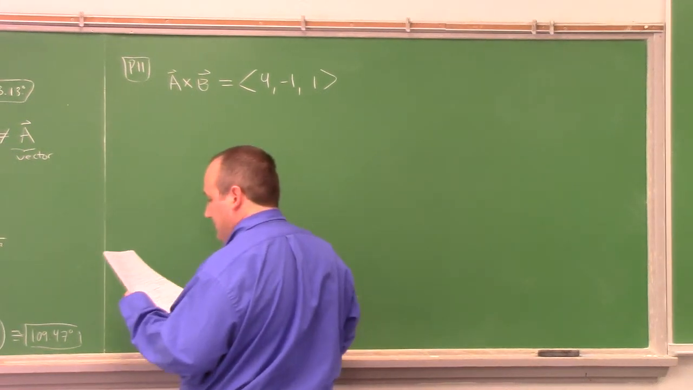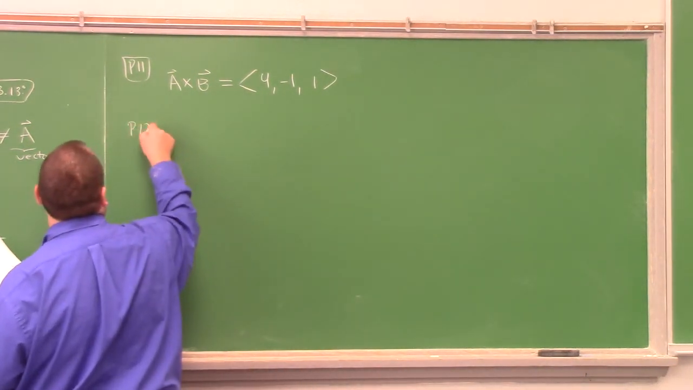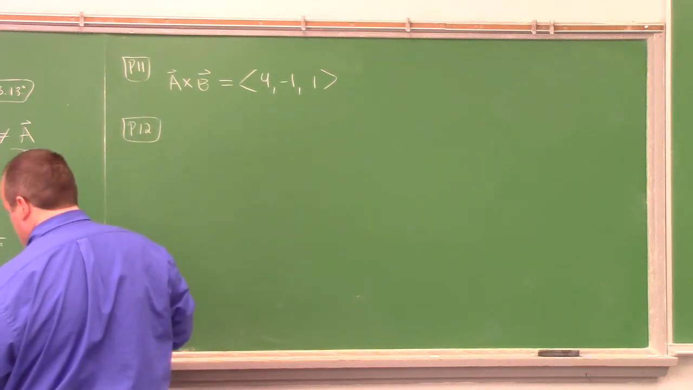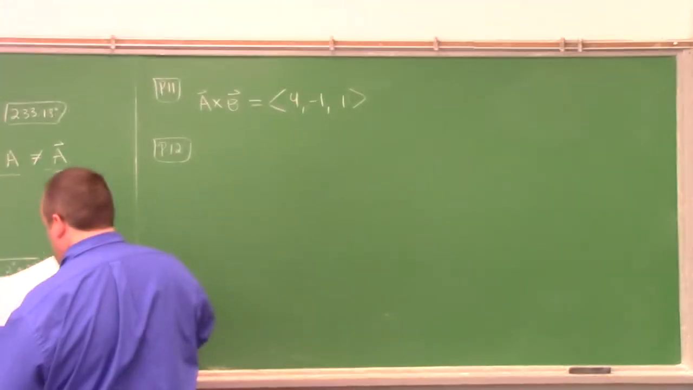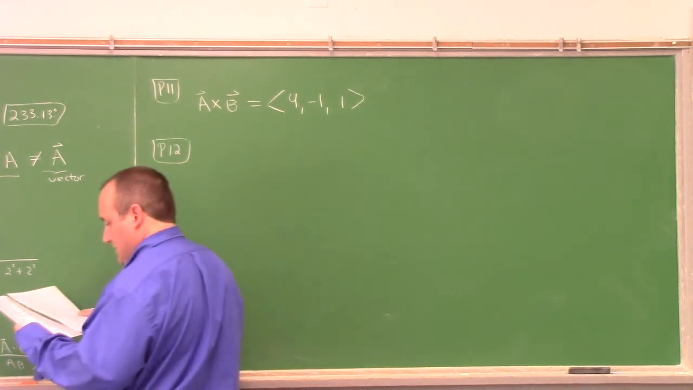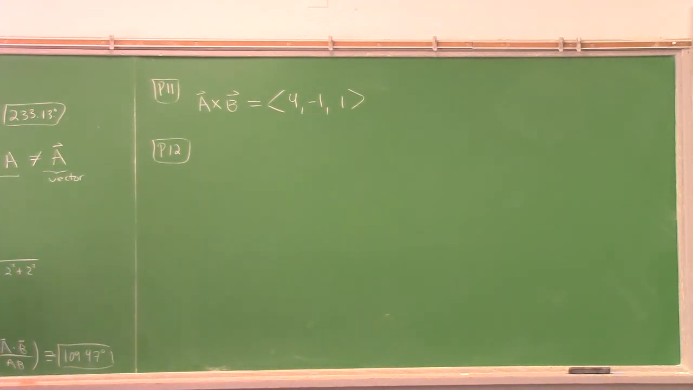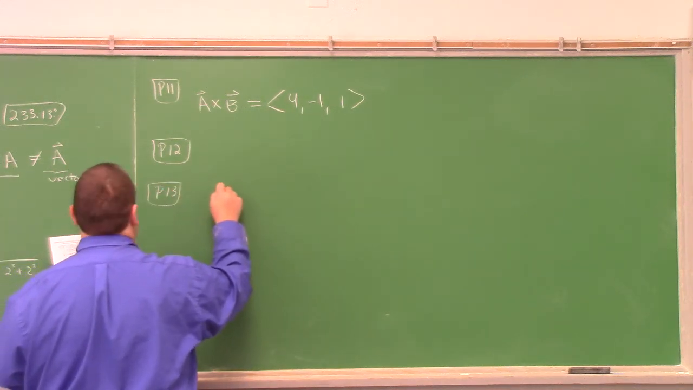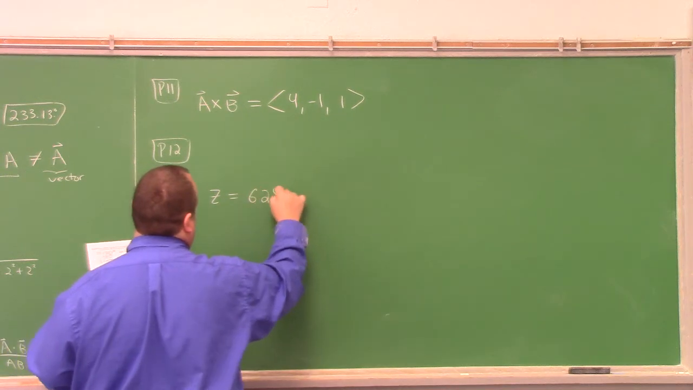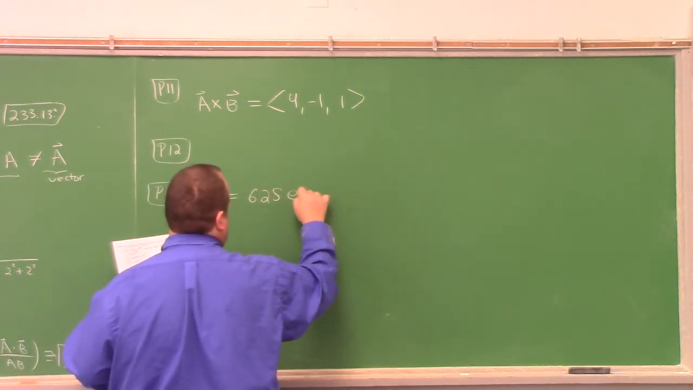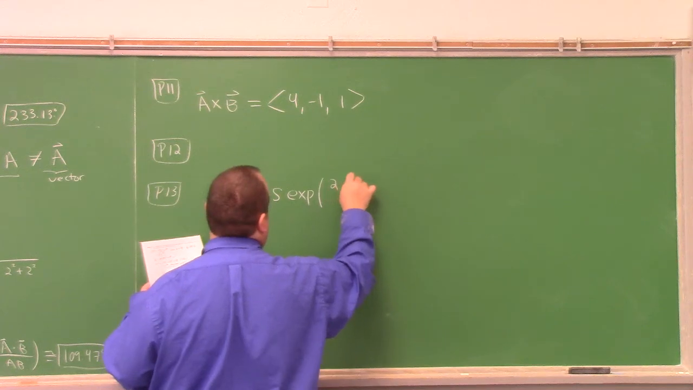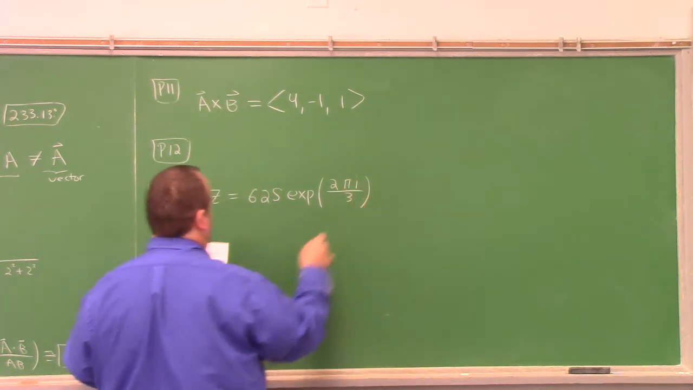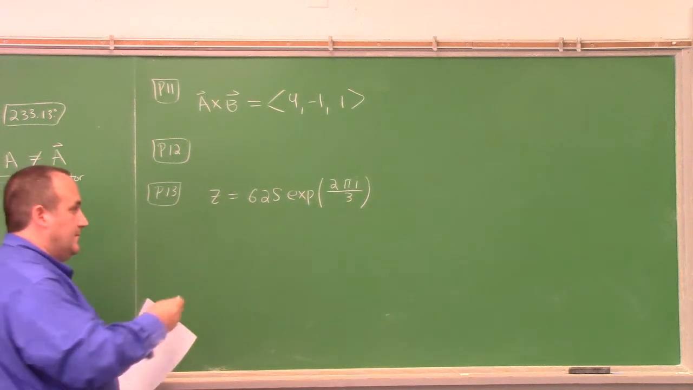So, yeah. And then problem 12. I gave you 3 points and find the triangle. I'll let you look at the solution of that. Let me just end with problem 13 here today. Problem 13, I had z was 625 exponential of 2 pi I over 3. That was given, right? And you're supposed to calculate the fourth root of z.